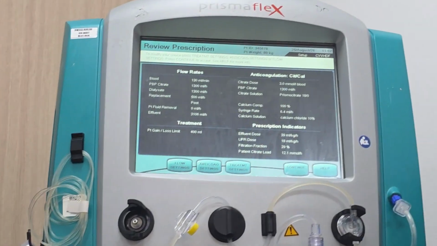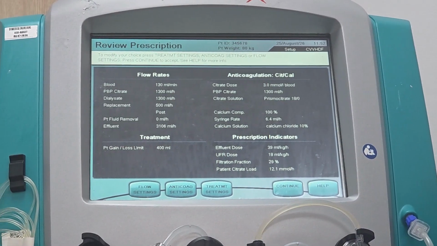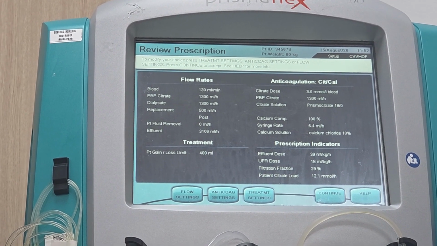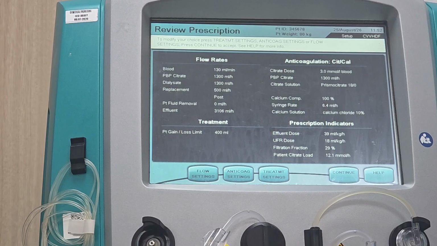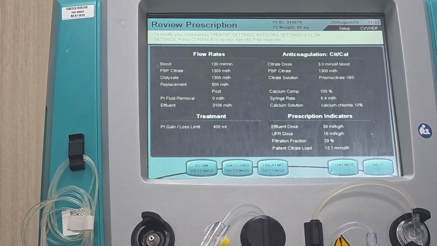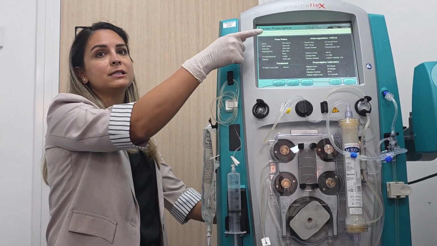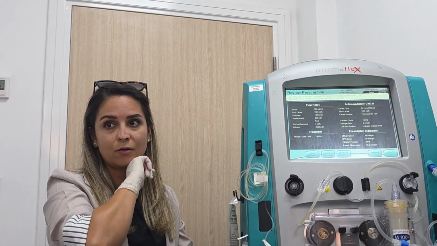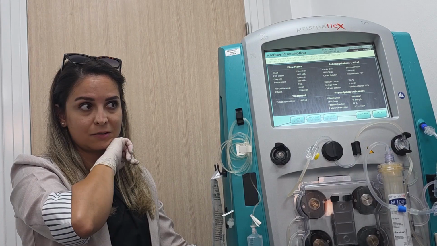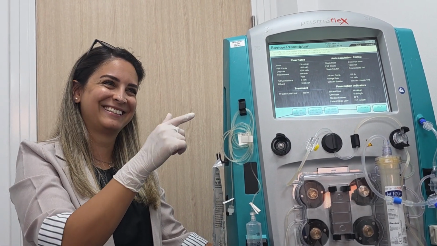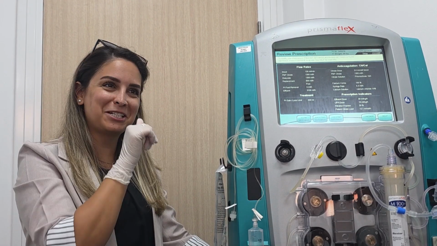All fine? Syringe rate is 6.4. That came automatically. Yes, see, syringe rate, we didn't put any rate for the flow rate. It automatically comes by itself. What about the pre-blood pump? It's also there. Did you see it? 1,300. Okay, 1,300. So it's also set by the machine.